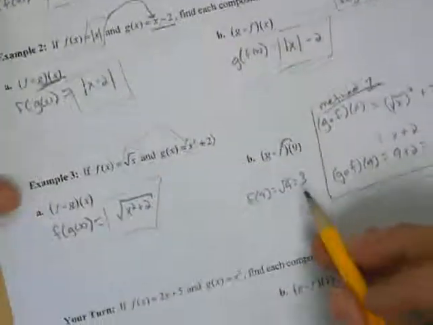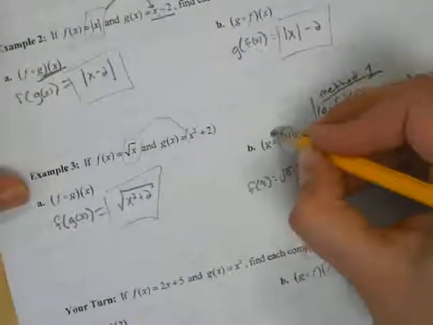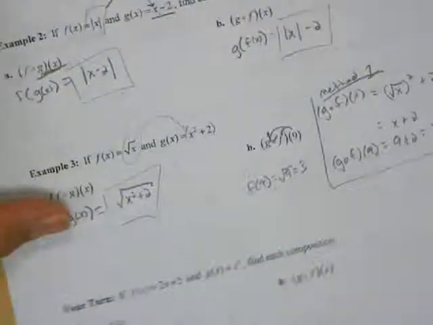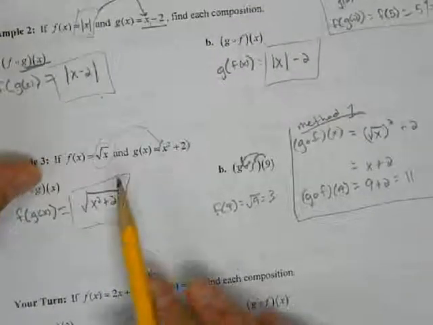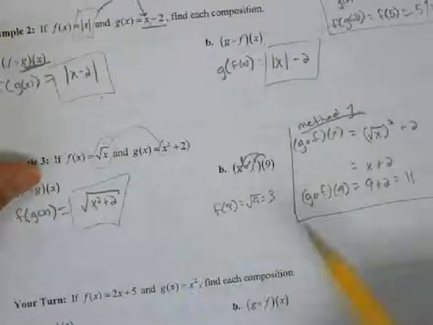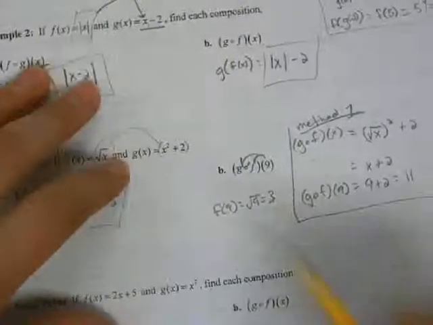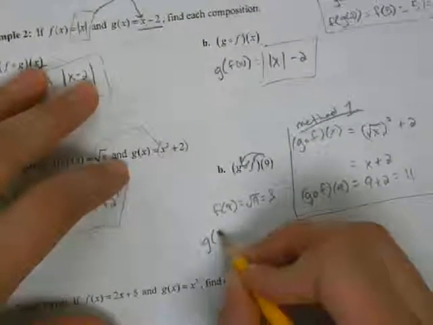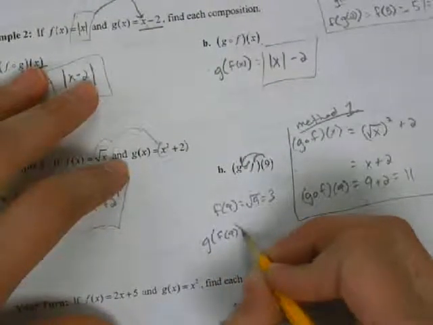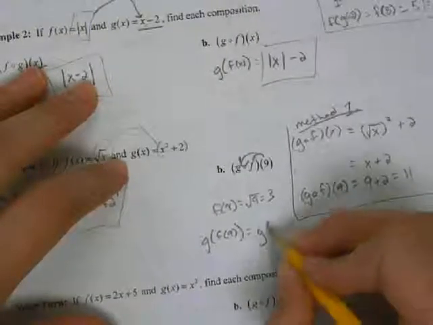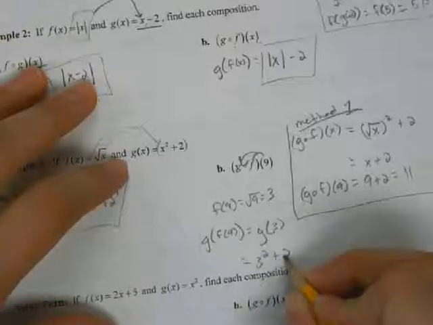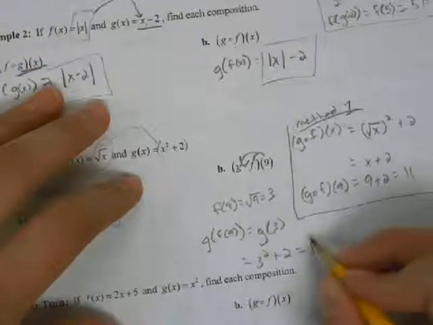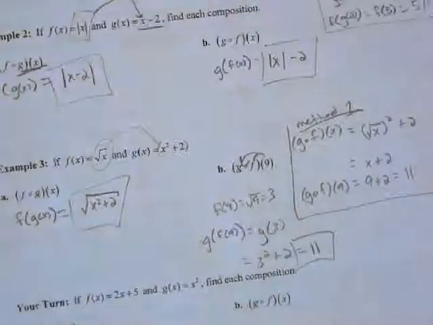Okay, and then I take that and I plug it into g. So f of 9, we can't stop there. That's just f of 9. They want g of f of 9. So now I've got to take my f of 9 value and plug it into g. So g of f of 9 is the same thing as saying g of 3, which is going to be 3 squared plus 2, which is 11. So 11 is my answer on both, okay, as it should be.